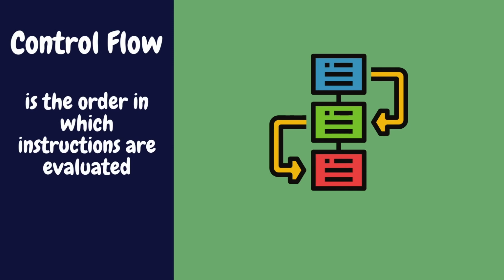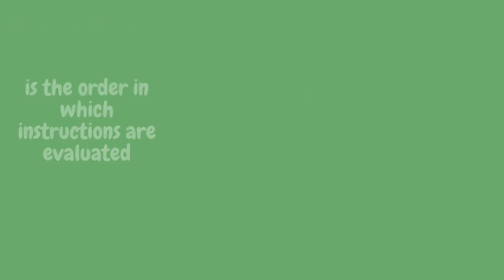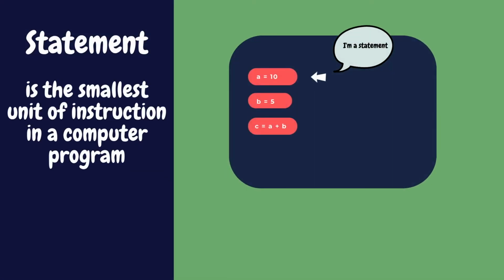The order in which the program carries out these instructions is called the control flow. Program instructions are generally executed from top to bottom, but this can be altered based on the instructions. The smallest unit of instructions in a computer program is called the statement. A statement is an individual command that the programmer gives to the computer using a computer language.